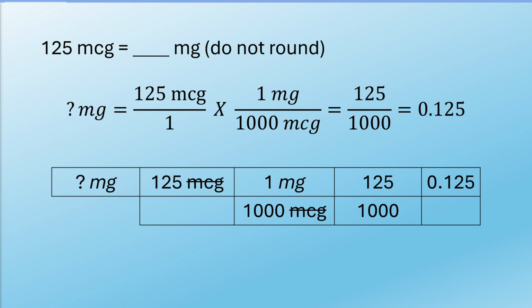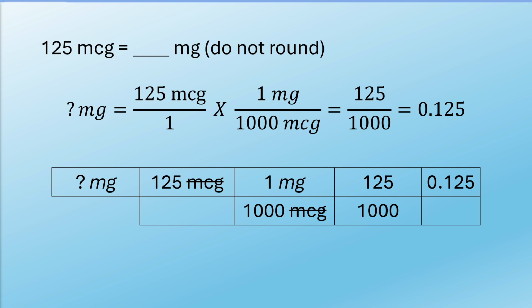Again, the instructions say do not round. So in this case, we will not round to 0.13, which would be the normal thing to do with the rounding rules. But since it says do not round, we're going to leave it at the 3 places, 125, and we're going to make sure we have that leading 0. So the proper final answer is going to be 0.125.